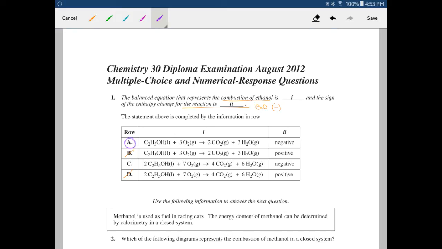Let's just double check that C is not correct. And when I take a look, I see that I have 4 carbons, 4 carbons. I have 12 hydrogens on this side, and I have 12 hydrogens on this side. And with my oxygens, I have 16 oxygens, and on this side, I have 8 plus 6, which is 14. So we have not equal amount of oxygens. So C is also ruled out.